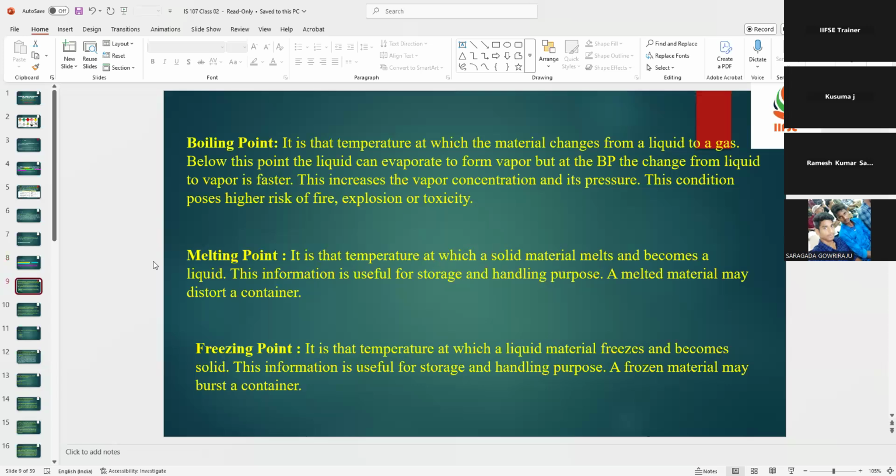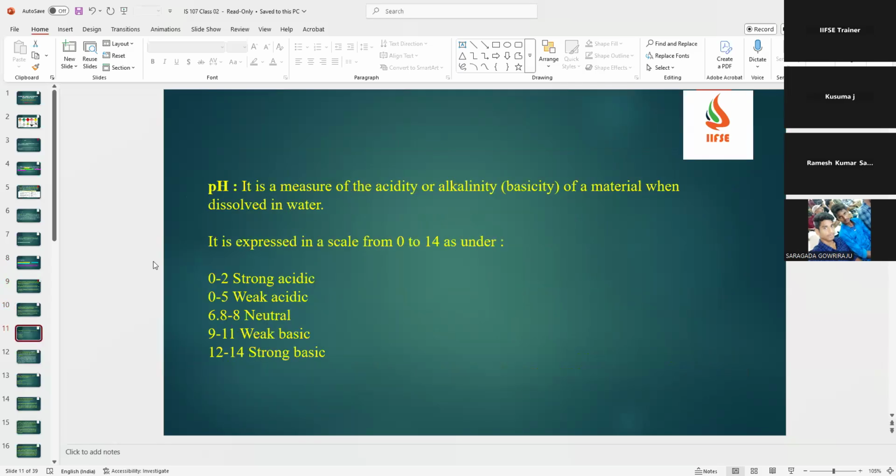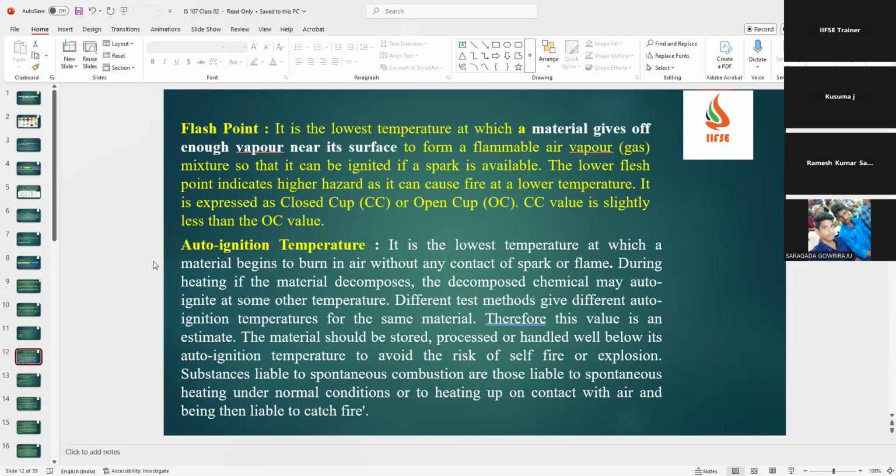Then we have seen boiling point, which is the temperature at which liquids turn to gases. Then we have seen melting point. It is also a temperature, where a solid material is converted into liquid. Then freezing point, liquids to solids. Then we have seen vapor pressure. Then solubility. Then we have discussed pH, I mean the presence of hydrogen ions in a liquid. Then we also discussed flash point and auto ignition temperature.